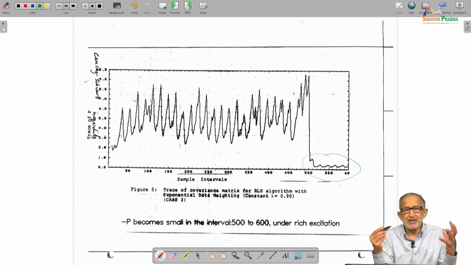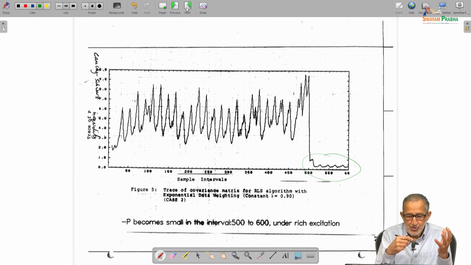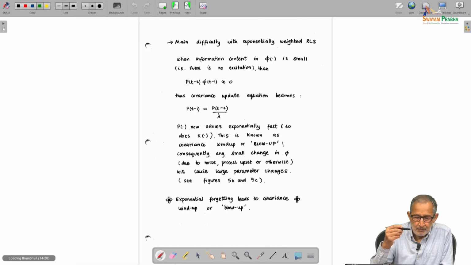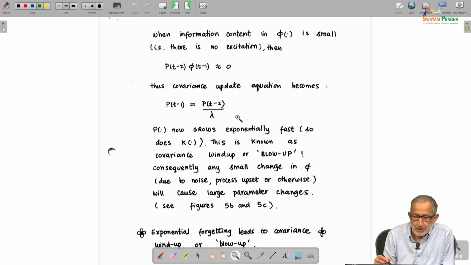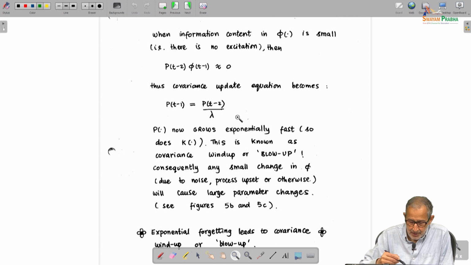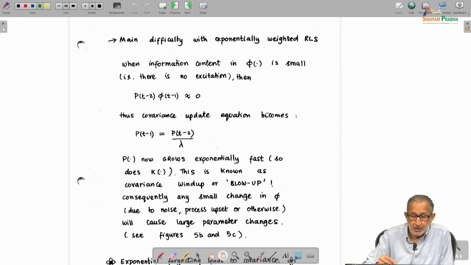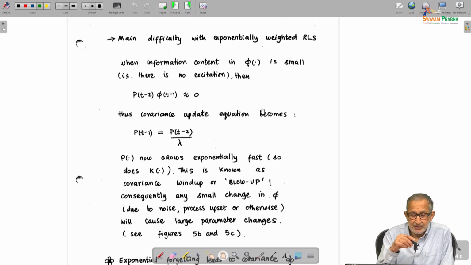So this is where the engineering comes in. You want to develop an algorithm that is going to allow you to track the parameters accurately and with low variability. The main difficulty in exponentially weighted recursive least squares is when the information content in phi is small.